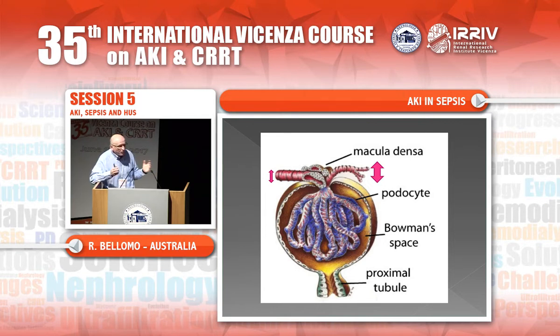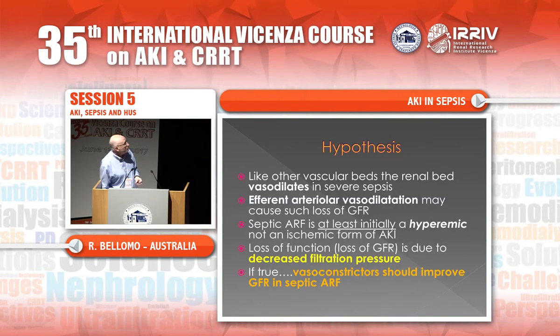But of course, if both of them dilated in the same way, then nothing would change inside the glomerulus, so you couldn't change the filtration pressure and you couldn't change the creatinine clearance and renal function. So there must be a greater efferent vasodilatation than the afferent vasodilatation for the filtration pressure to fall inside the glomerulus and for function to be lost.